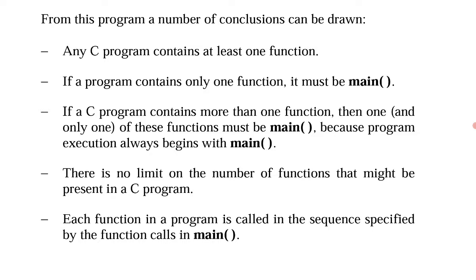If a C program contains more than one function, then one of these functions must be main, and there is no limit on the number of functions that might be present in a C program. Every C program may contain any number of functions. Each function in a program is called in the sequence specified by the function calls in main.